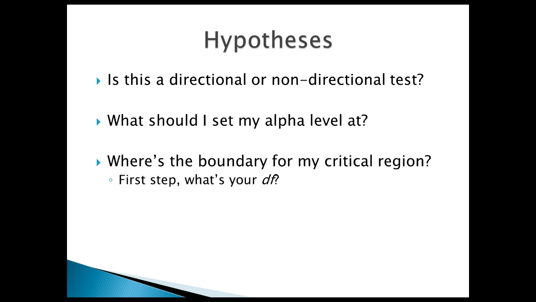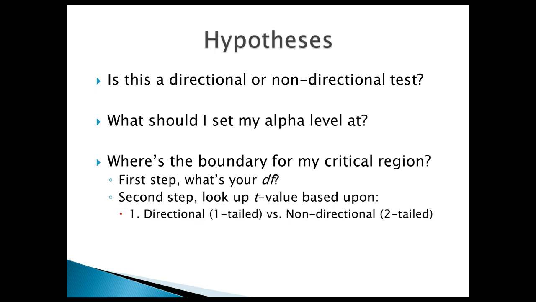And how do you find that? First you find out what's your DF, and you know what your N is. Your N is 9. So 9 minus 1 is 8. So your DF is 8. Second, you look up the t-value based upon whether it's one directional or non-directional. In this case, it's non-directional. And the alpha level, which is 0.05 or 0.01 depending on the context.